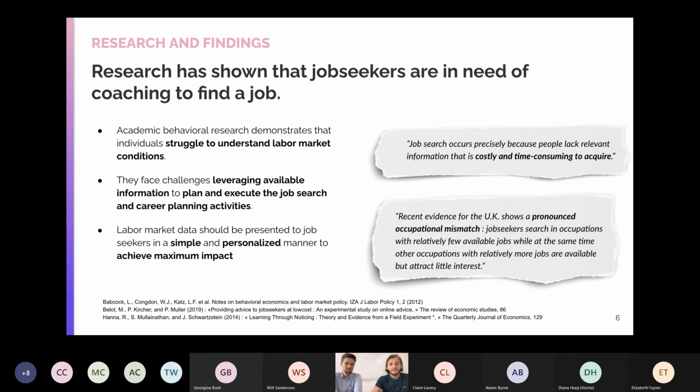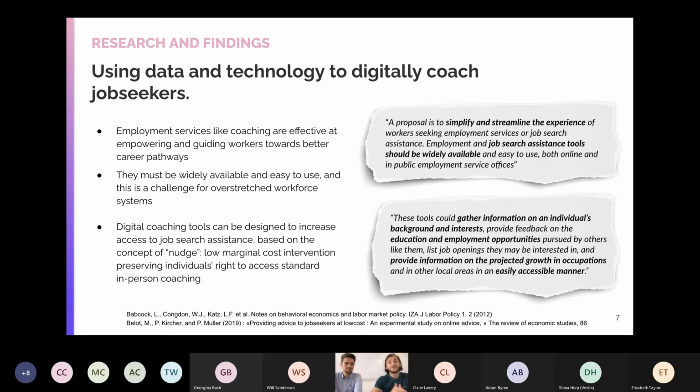And also another insight that was really important and key to us is that not only do you need the information, but also it should make sense. And for this, it needs to be presented in a simple and personalized manner to achieve maximum impact. So we continued doing this research, and we found out that indeed it was possible and it was a good idea to use data and technology to digitally coach job seekers.